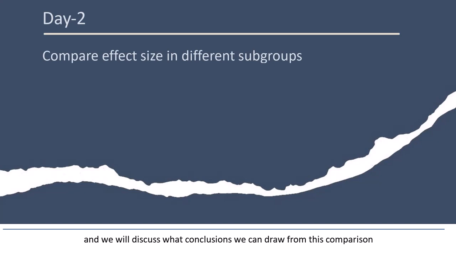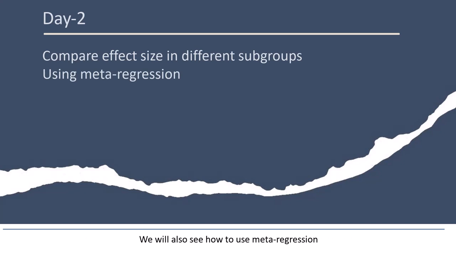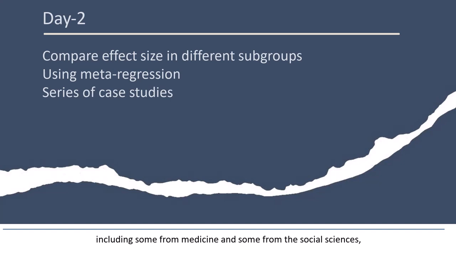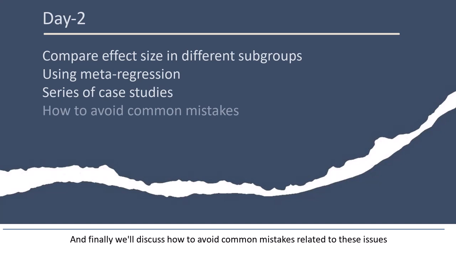We will also see how to use meta-regression to assess the relationship between covariates and effect size. Then we'll work through a series of case studies, including some from medicine and some from the social sciences, until you're comfortable with the logic and confident in actually running and interpreting the analyses yourself. And finally, we'll discuss how to avoid common mistakes related to these issues.